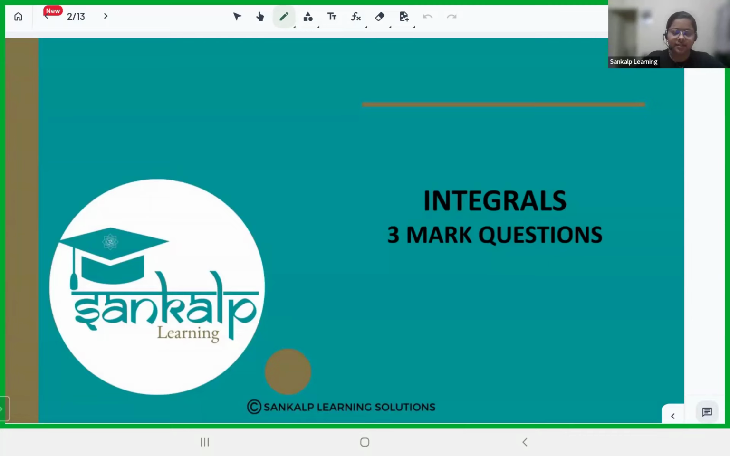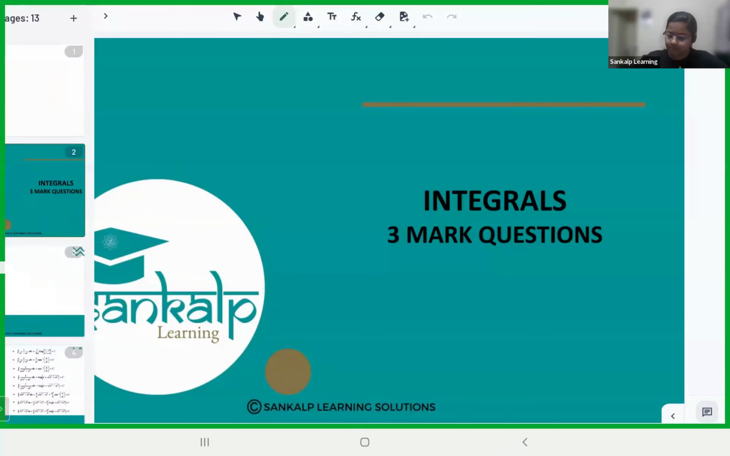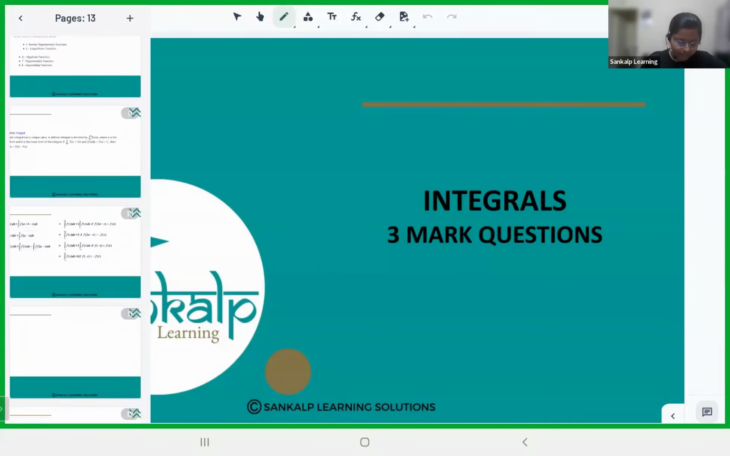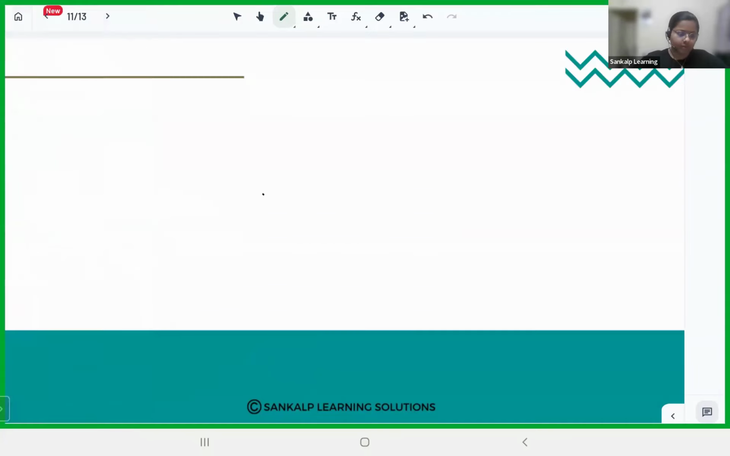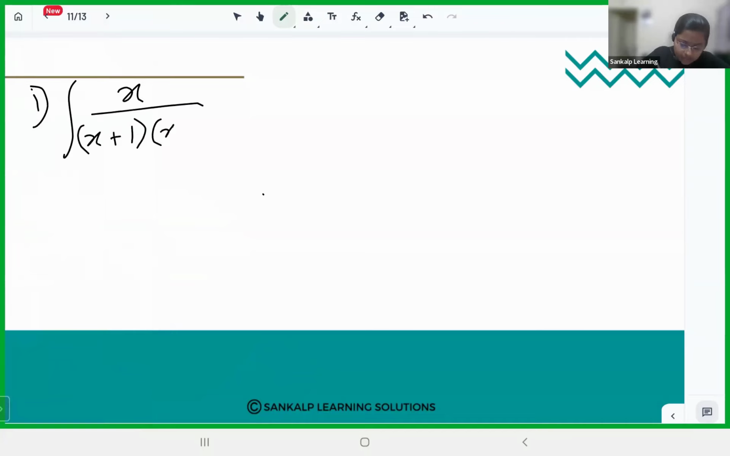In this session, we'll be discussing 3-mark questions of chapter integrals. So we have already discussed important concepts and we have discussed 1-mark and 2-mark questions. So straight away, we are going to discuss the questions. So the first question of today's session is, integral x by x plus 1 into x plus 2 dx.